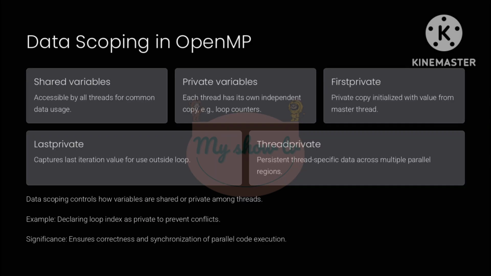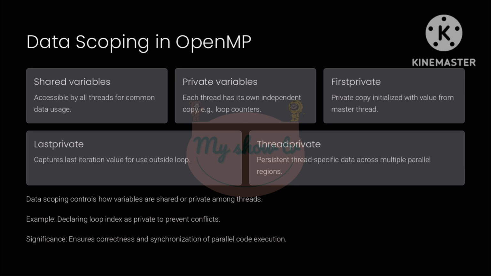Slide 3. Data scoping in OpenMP. Data scoping determines how variables are handled in parallel regions, whether each thread gets its own copy or shares a common variable. Variables can be shared, meaning all threads access the same variable. This is useful when all threads need to update or read common data. But if not handled properly, it can lead to errors like race conditions. Private variables, on the other hand, are unique to each thread. A common example is a loop index variable inside a parallel loop. Each thread needs its own loop counter.